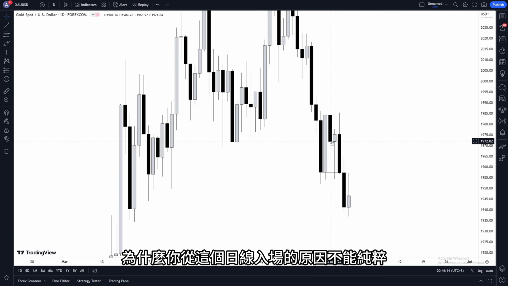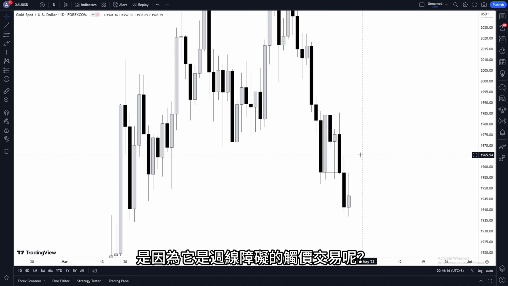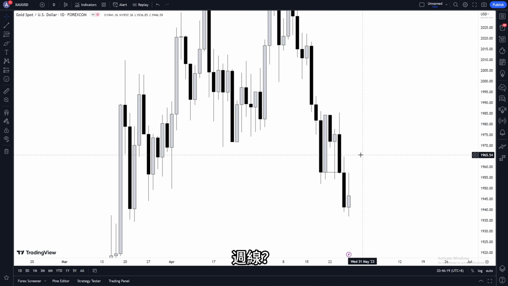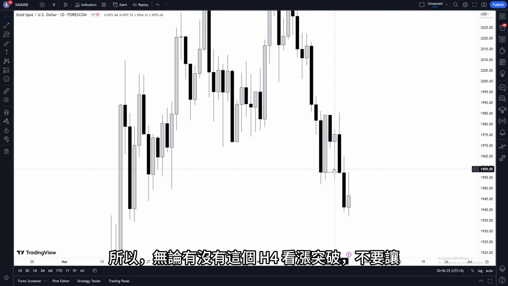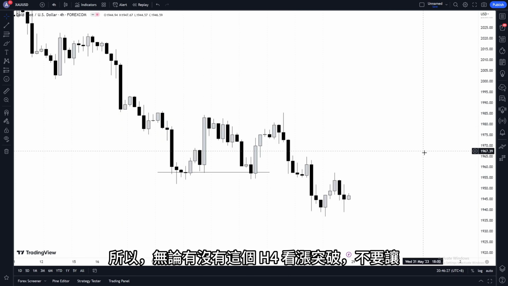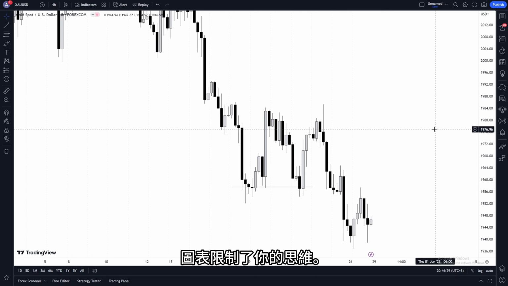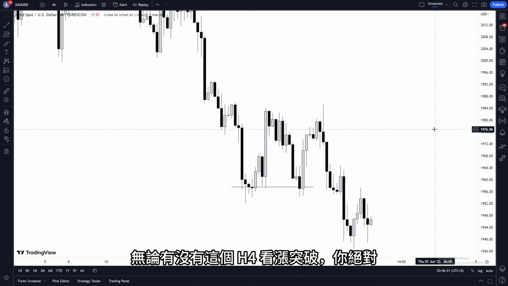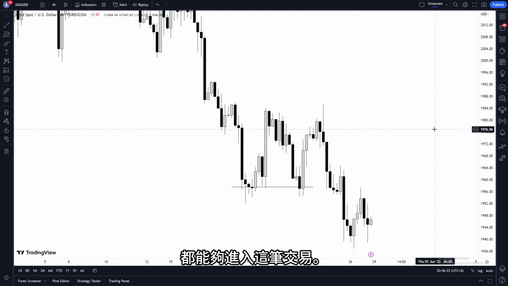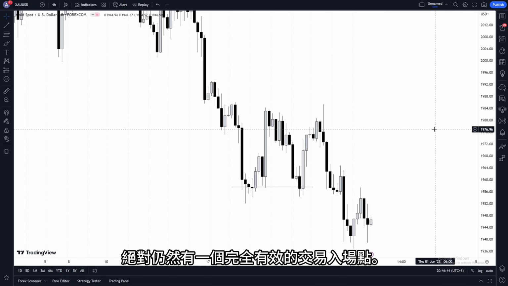Why can't your reason for entering from this daily purely be a touch trade because it's an obstacle to the weekly? That could be it, right? That could very well be it. And price is also coming from the monthly. That could be it as well. So with or without this H4 bullish break, don't let the charts nerf your mind. With or without this H4 bullish break, you would have absolutely been able to enter this trade. Maybe I will accept the argument that you may not have been able to enter this trade very convincingly, but you definitely still had a perfectly valid trade to enter from.